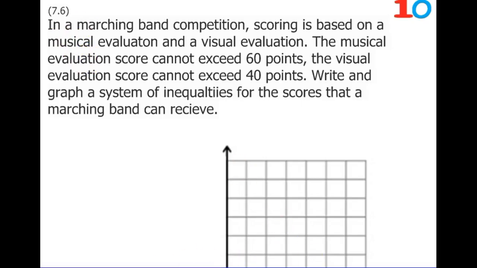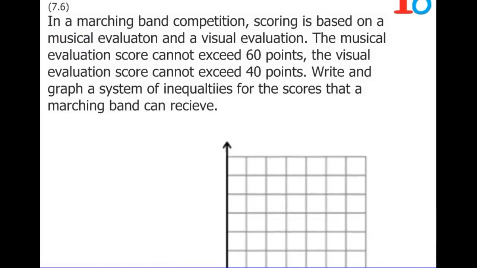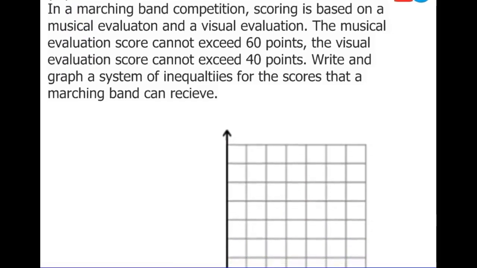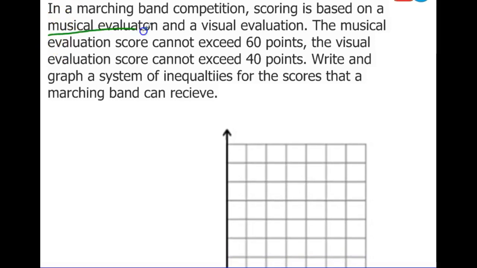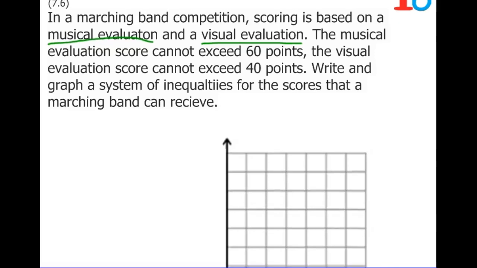It says, in a marching band competition, scoring is based on a musical evaluation and a visual evaluation, meaning how they're scoring you, how they're rating you. The musical evaluation score cannot exceed 60 points. The visual evaluation score cannot exceed 40 points. Write and graph a system of inequalities for the scores a marching band can receive.